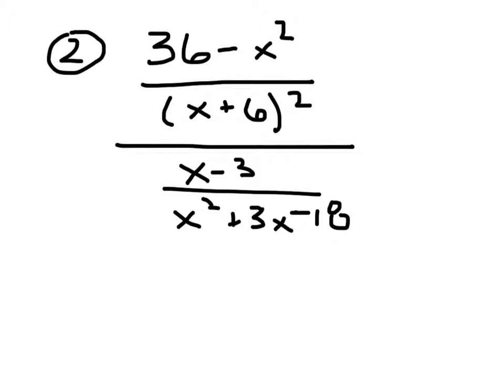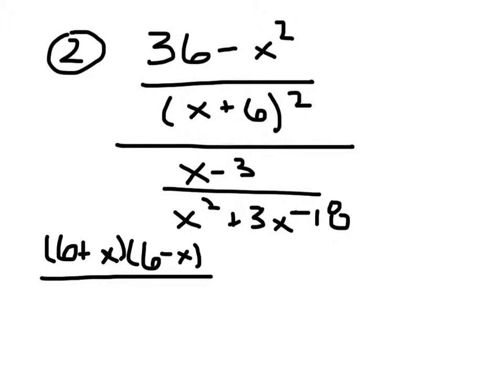Question 2, express in simplest form. Well, this is really a division problem. I'm going to keep, change, flip. So I'm going to keep this numerator, change to multiplication, and flip the denominator. And as I do so, I'm also going to rewrite by factoring. So the 36 minus x squared, I can rewrite as 6 plus x and 6 minus x. The x plus 6 squared I can rewrite as x plus 6 times x plus 6.